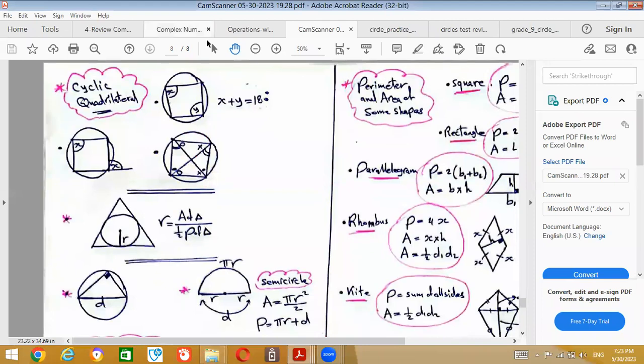And then here, cyclic quadrilateral, okay. A cyclic quadrilateral is a quadrilateral whose vertices lie on the circle, okay. So the opposite angles are supplementary. Their sum equals 180. And here also the exterior angle equals the interior angle opposite to its adjacent, okay. And here, this angle equals this one, and this one equals this one, and this one equals this one, and this one equals this one, if the figure is a cyclic quadrilateral, okay.